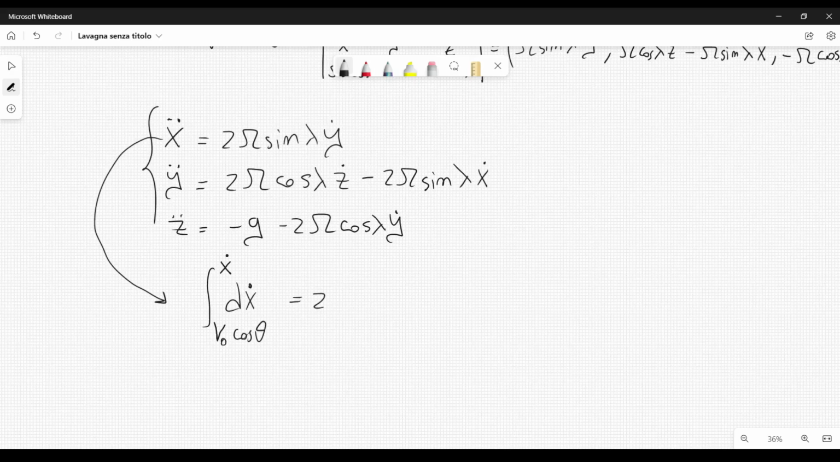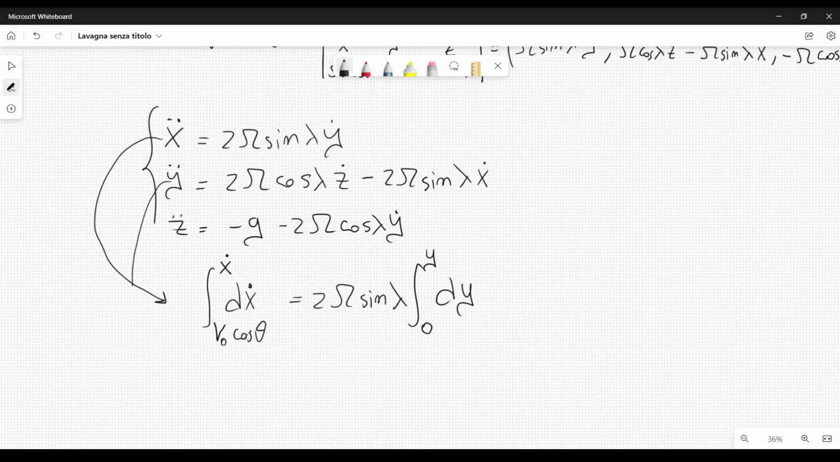And this is equal to 2 omega sine lambda times the integral from 0, the initial value of the y coordinate, to some generic value y, of dy. We have dy because when we multiply y dot by dt, we get dy.